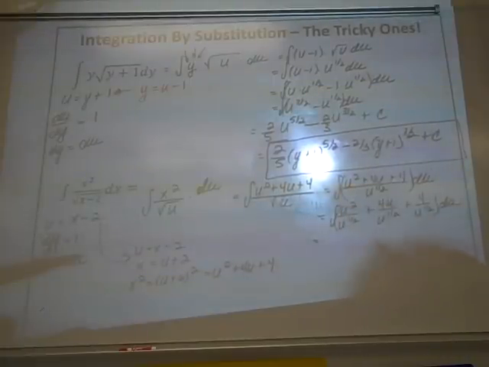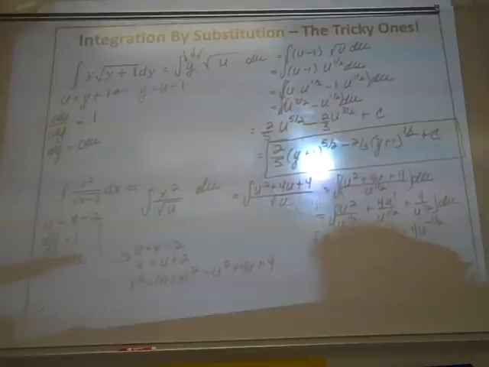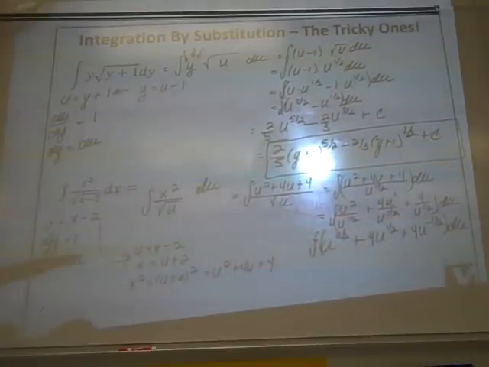u squared divided by u to the 1/2, the bases are the same. We keep the base, subtract the exponents: 2 minus 1/2, 3/2, plus 4u divided by u to the 1/2. Again, subtract the exponents. Plus 4, u to the 1/2 in the denominator is the same as u to the negative 1/2. I still have to take the antiderivative.